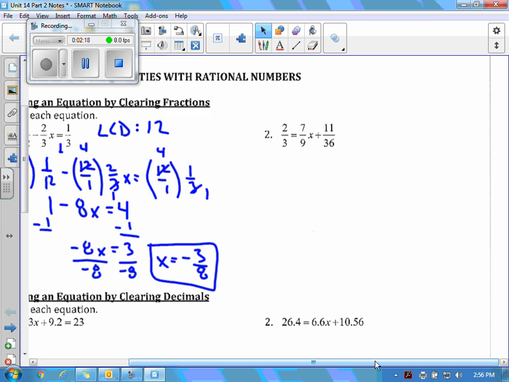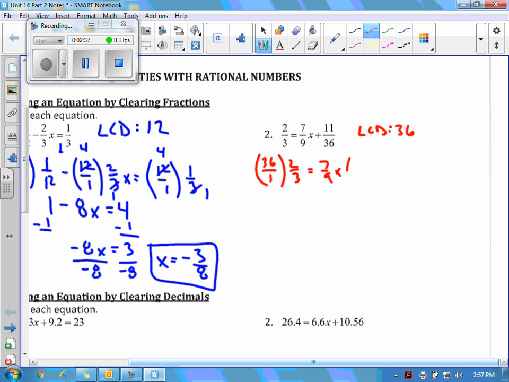So my denominators are 3, 9, and 36. So I need the least common denominator of all of those. So my LCD in this case is going to be 36. So that means I'm multiplying everything in the equation by 36 over 1. So everything is multiplied by 36 over 1.